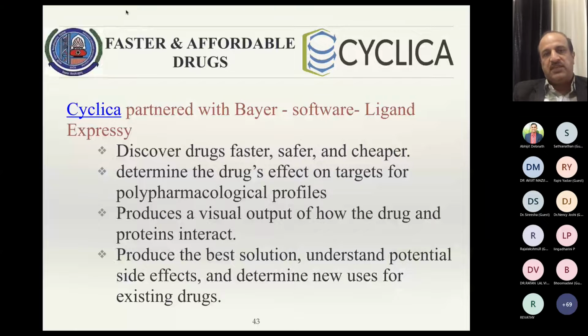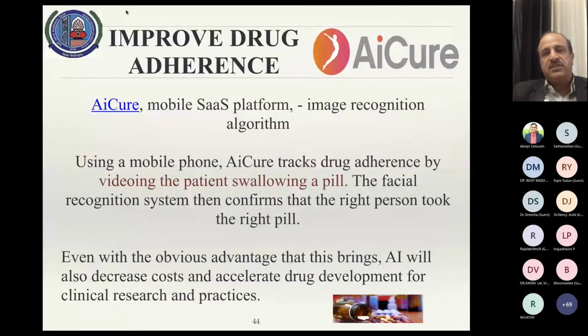AI Cure is using a mobile SaaS platform that is basically an image recognition algorithm. Whether the patient is taking a pill, this smart app on the mobile phone can make a video of the same, and record that the patient has taken the right drug. So right patient, right pill, that is the motive of this AI Cure technology. Sometimes a patient forgets to take the drug, and this will remind the patient that the drug may be taken.